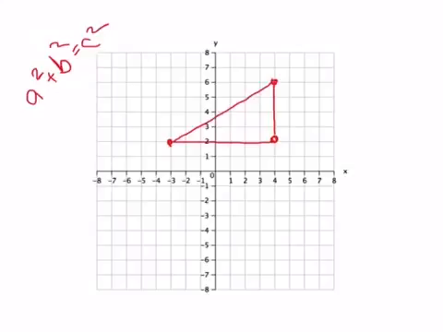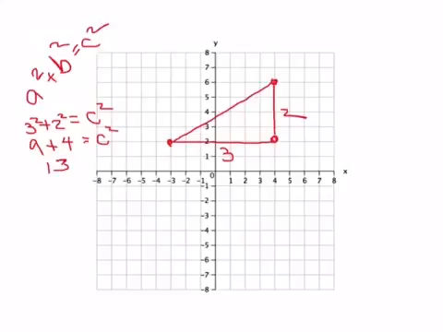Alright, and if you remember, when you did Pythagorean, if this was 3 and this was 2, you would take 3 squared plus 2 squared equals c squared, so you'd have 9 plus 4 equals 13. Then you take the square root of both sides, and c equals the square root of 13. Okay, so the square root of 13 is that length. Alright, so let's look at the actual sides of these triangles.